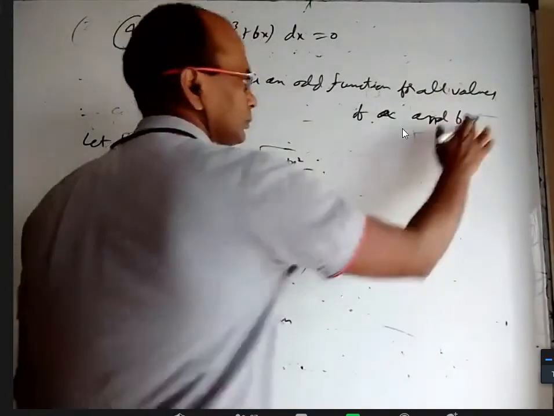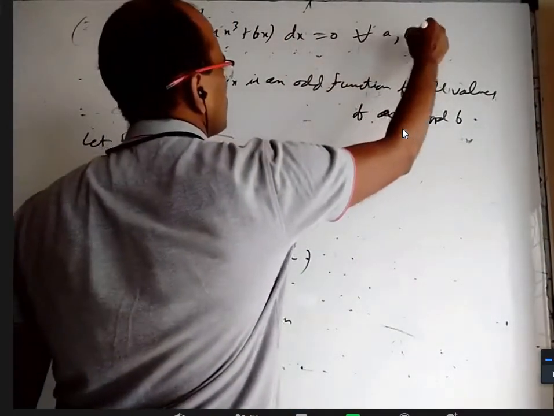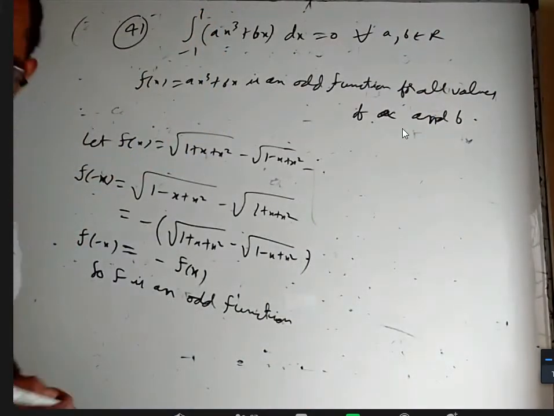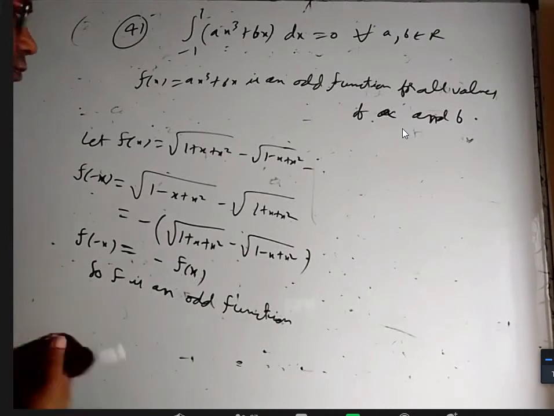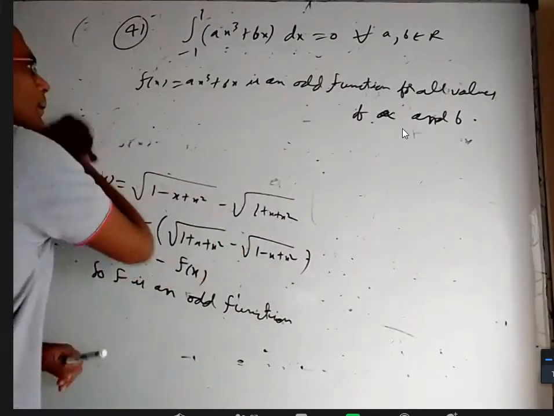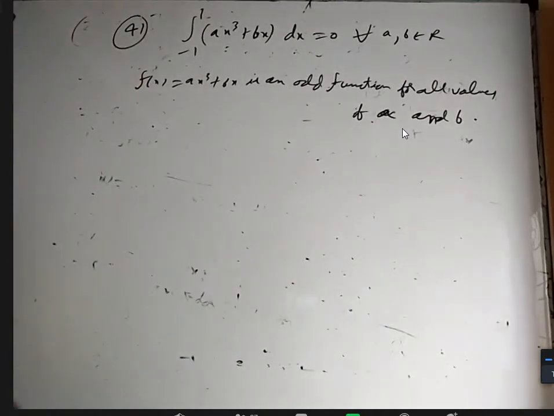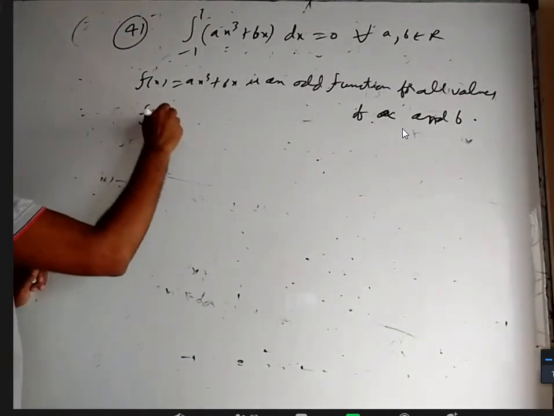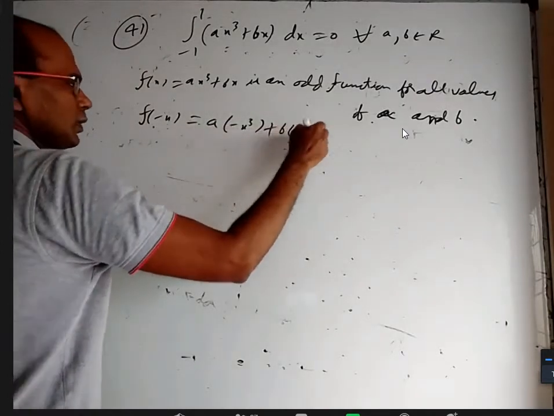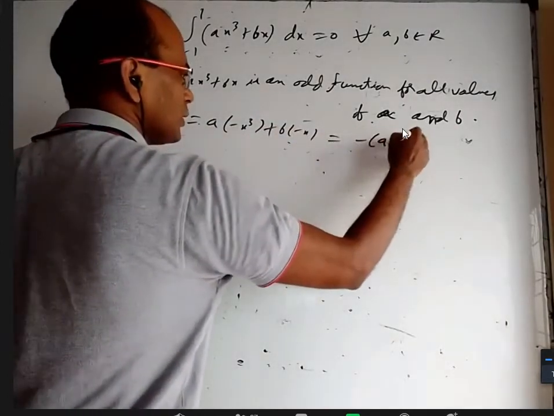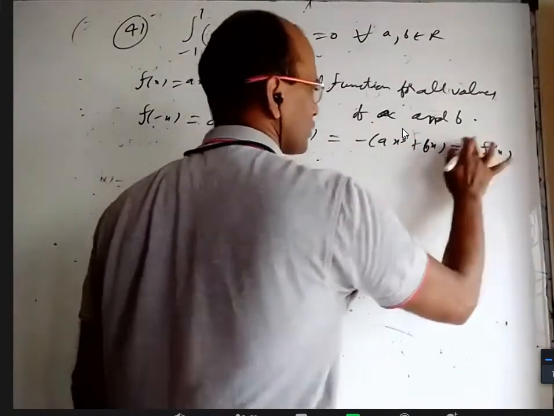Correct? So this is also true for all a, b. Whether a is negative or positive, it doesn't matter, because if you try to find f of minus x, you will get a into minus x cube plus b into minus x, which is minus of ax cube plus bx, which is minus f of x.